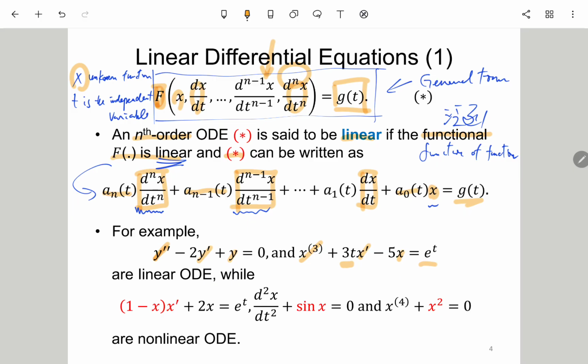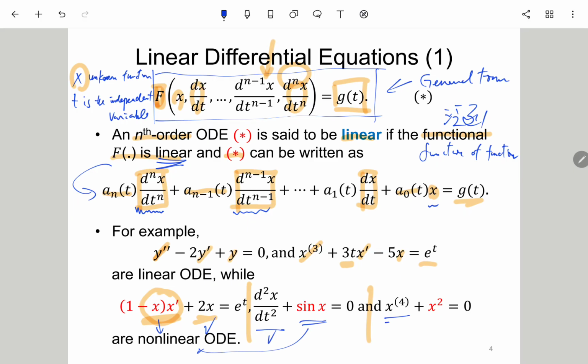But for the bottom case, this is 1, 2, and 3. For the first one, this term is linear, but this one is not linear. Minus x prime is not linear because this is the multiplication between the function and its derivative. This term makes it non-linear. For the second case, this is okay, this is okay, this is okay, but this one is non-linear.